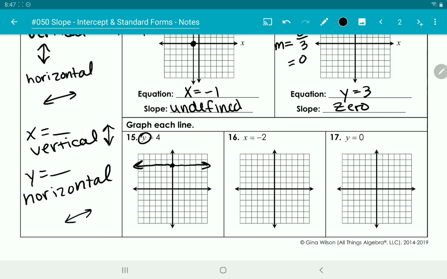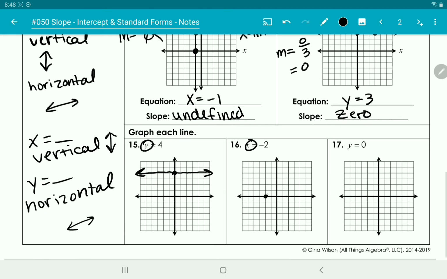Now I'm going to show you this one. x equals negative 2. We're looking at x equals, so it's going to be vertical. So it's going to go up and down. We're going to count left 2 because it's negative. So it hits the x-axis at negative 2, and then it's just straight up and down.